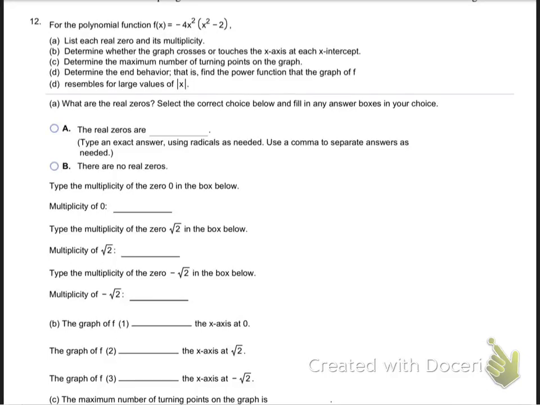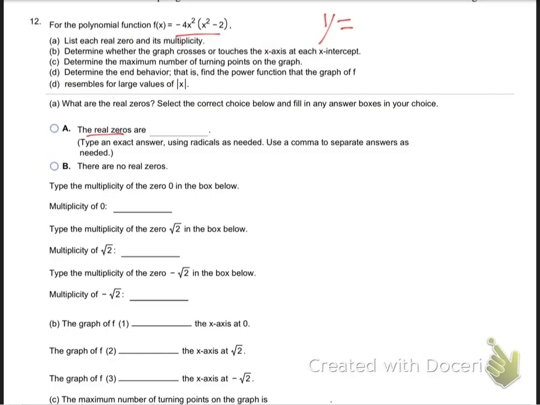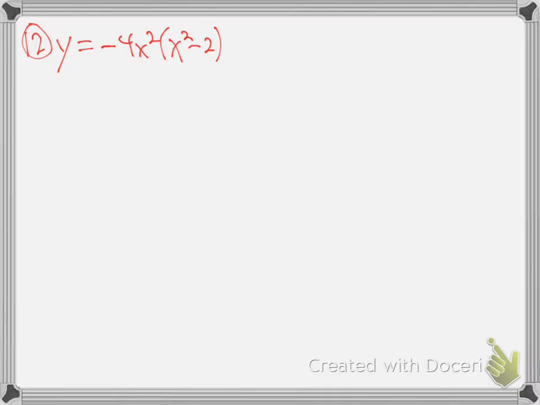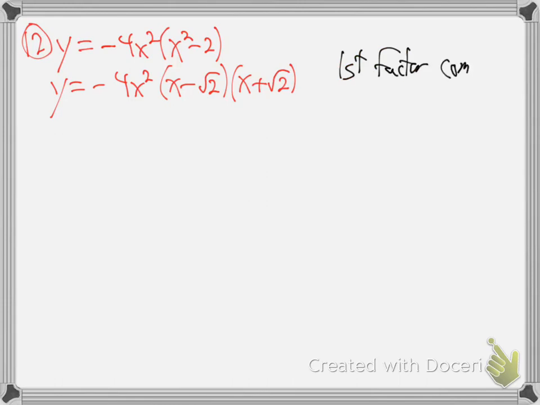Okay, on number 12 here, we're looking at this polynomial function. They're going to ask us, first off, what are the real zeros? So let's go to a fresh screen. This is number 12, right? Y equals negative 4x squared times x squared minus 2. So how do you find the zeros? Well, you have to factor it all the way down. So this is going to factor into x minus root 2, x plus root 2. So first factor completely.